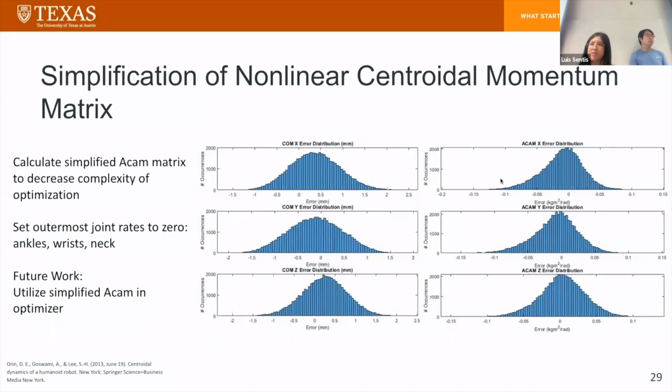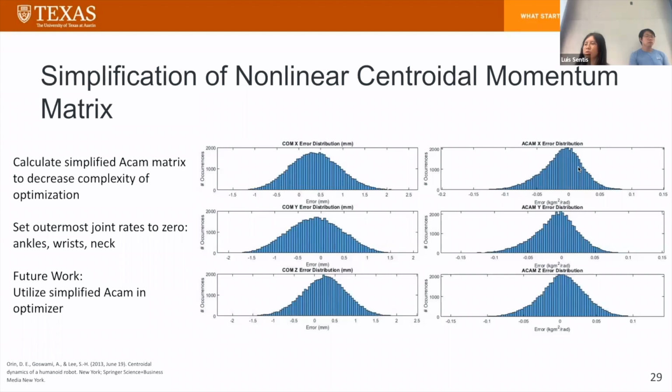These two histograms plot the error in the center of mass positions and the error in the simplified versus the whole joint configuration ACAM matrix. You can see that the error is on a scale of about 0.5 millimeters, and this is over 50,000 random joint configurations. And this ACAM error is around 0.05 kilograms meters squared per radians.